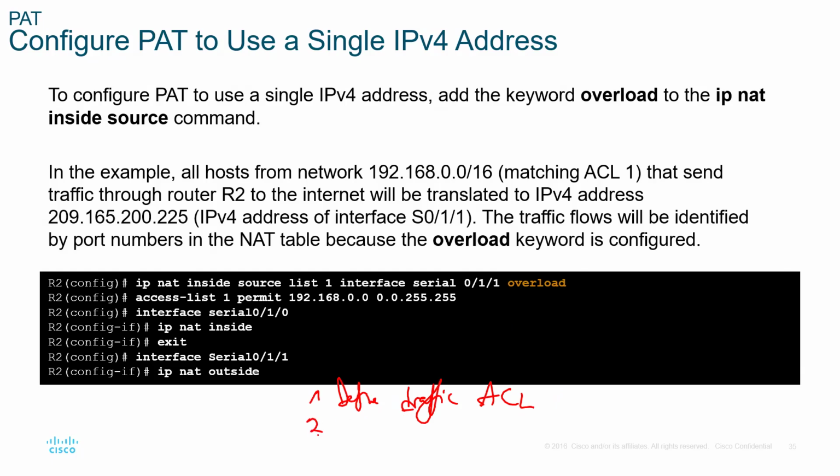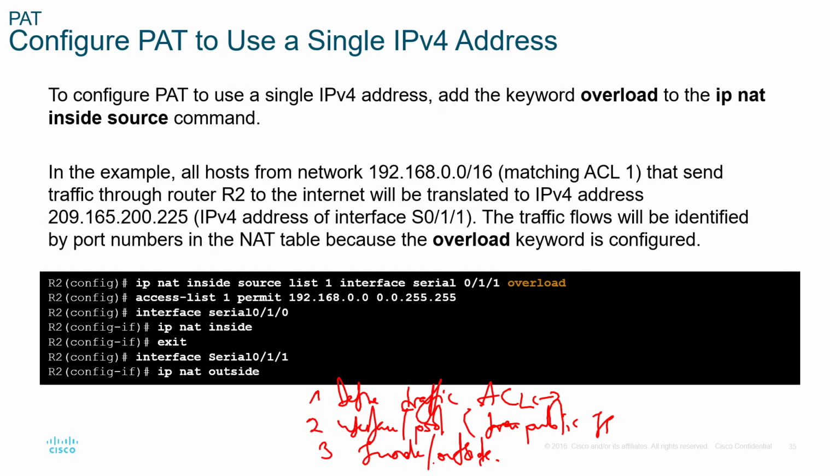Then 2, you need to define the public IP address which these addresses will be translated to. You can either use an interface or you can use a pool to define the public IP addresses. So this defines the public IP. Then number 3, obviously, as usual, you define your interfaces inside or outside.